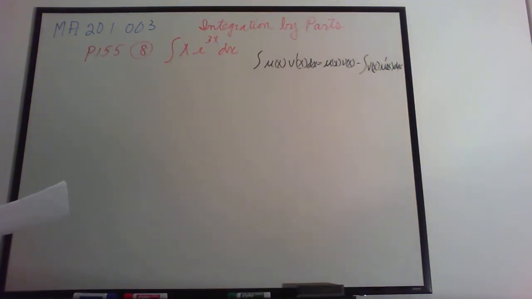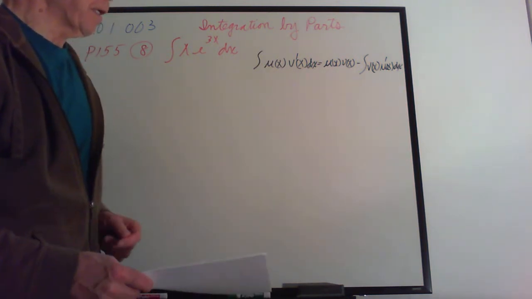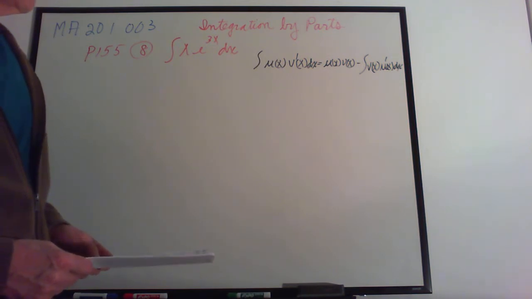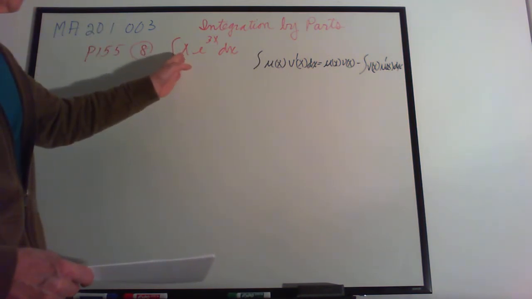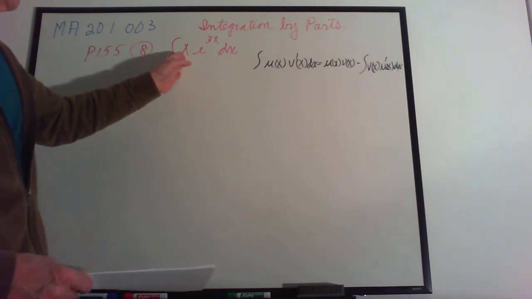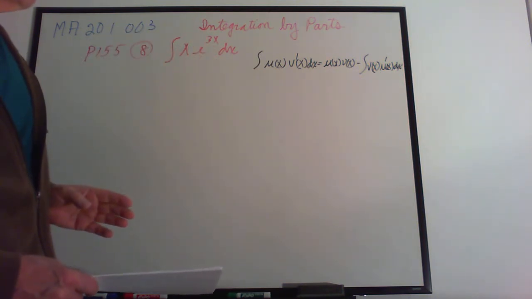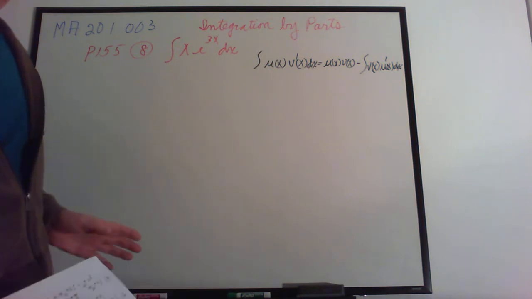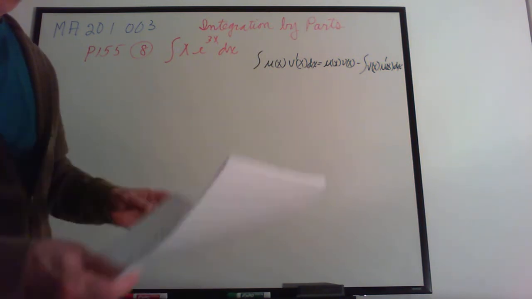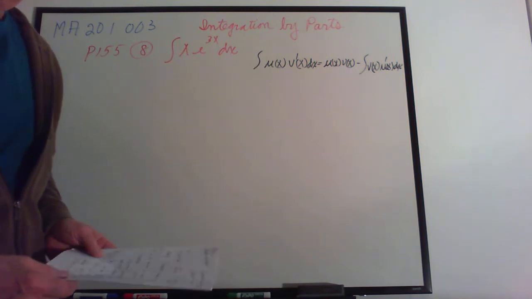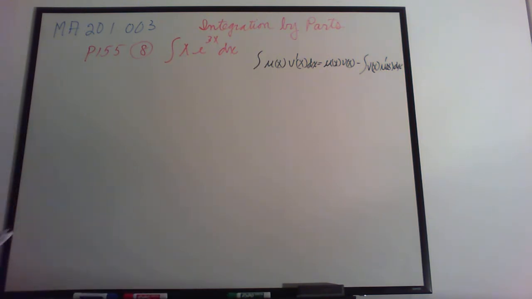All right, try problem 8 on page 155. With integration by parts. This is the formula, we did it last class. Now what you want to do is figure out which one's going to be U and which one's going to be V. You're guessing. Try one, if it doesn't work, go back and try the other one. So give it a try, see what you get, pause the video, I'll do the work on the board.